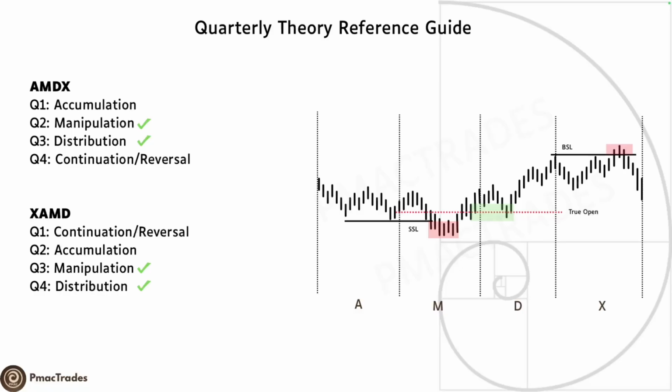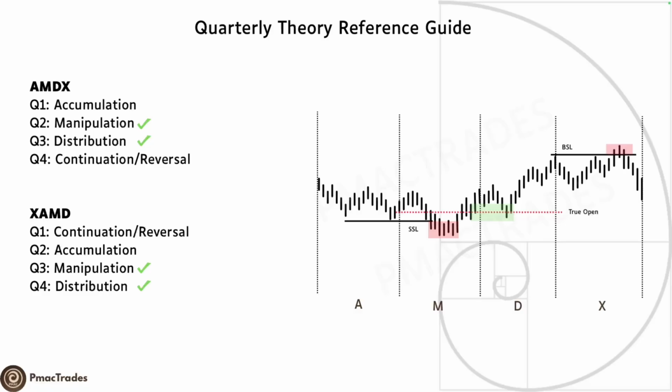Lastly is our quarterly theory reference guide that you can take a screenshot of to help you with your quarterly theory trading. The two most common sequences that we have in quarterly theory are AMDX and XAMD. AMDX stands for quarter one accumulation, quarter two manipulation, quarter three distribution, and quarter four continuation or reversal. And XAMD stands for quarter one continuation or reversal, quarter two accumulation, quarter three manipulation, and then quarter four distribution.